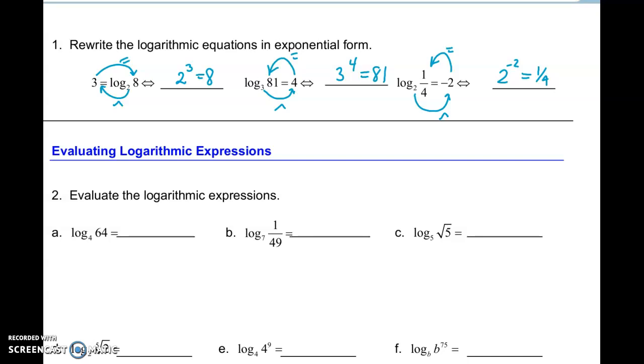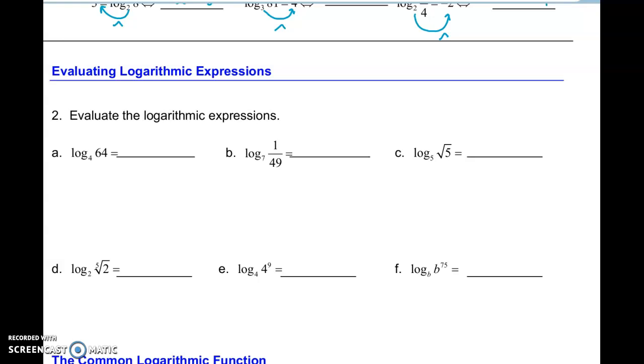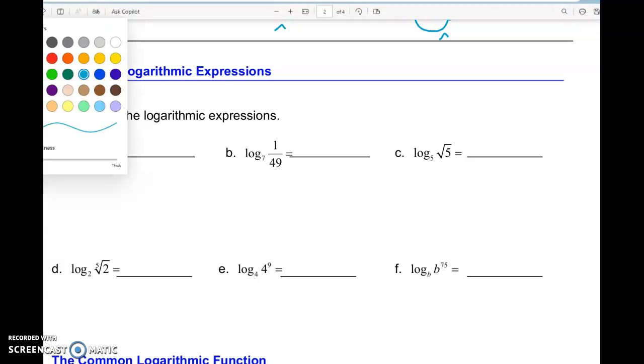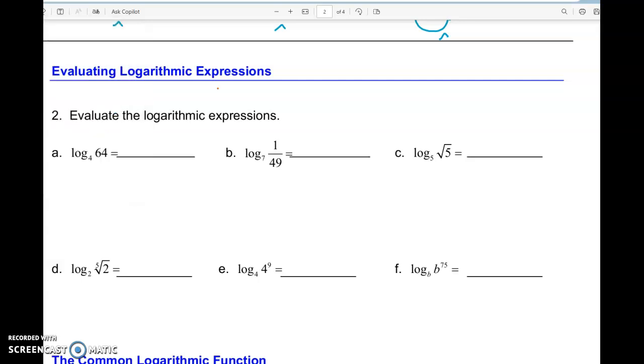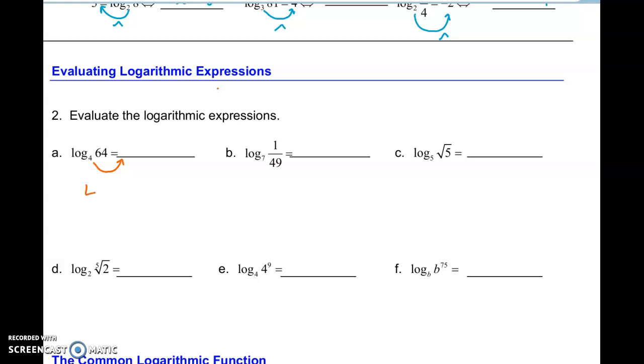Evaluate the logarithmic function. In order to evaluate them, what I'm going to do is first rewrite them in exponential form. I'll rewrite it underneath. 4 to the, I'm going to call this my unknown, x. So 4 to the x power is equal to 64. I ask myself, what power does 4 need to be raised to equal 64? I can think of the powers of 4. 4 to the first is 4. 4 squared is 16. 4 cubed is 64. You can put those in the calculator to verify. So that means the value of x would be 3.